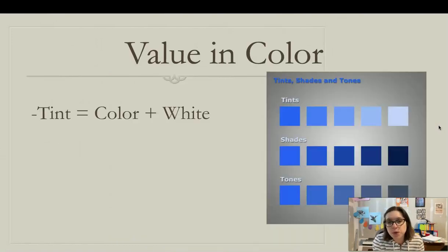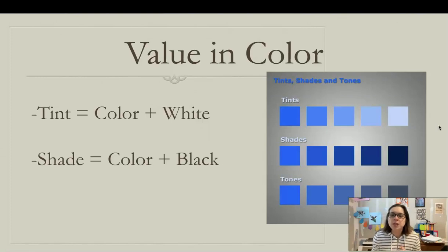Now there's three important words we use when we talk about value and color: tints, tones, and shades. So a tint is a color plus white. You take white and you add color to it. Again, we're talking about in terms of color mixing. A shade is color plus black. This makes a color darker. A tint is a color that is lighter.